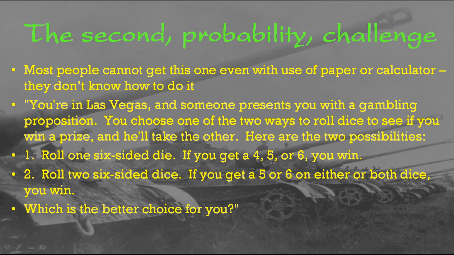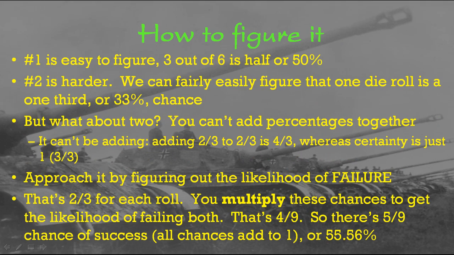You roll 1 6-sided die. If you get a 4, 5, or 6, you win. Or you roll 2 6-sided dice. If you get a 5 or a 6 on either or both dice, you win. And if you both win, you roll again. So which is the better choice for you? It's easy to figure out the first one because 3 out of 6 is half or 50%.